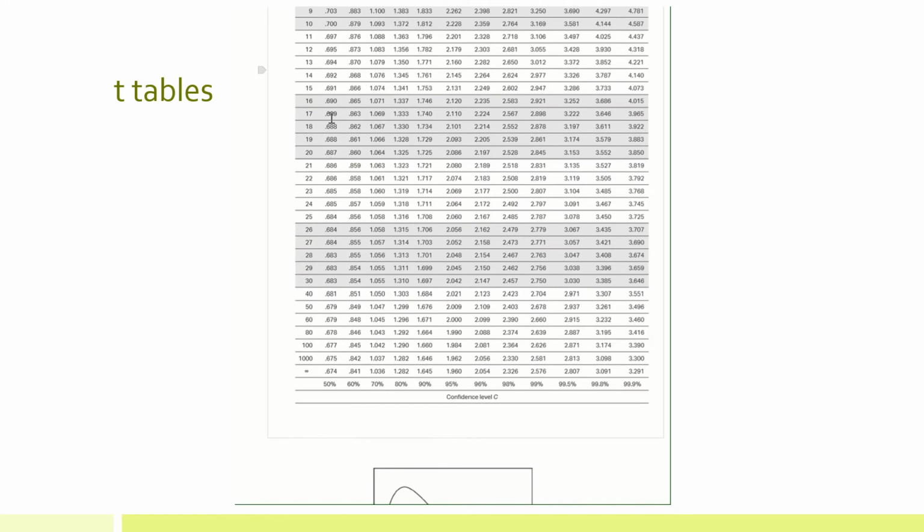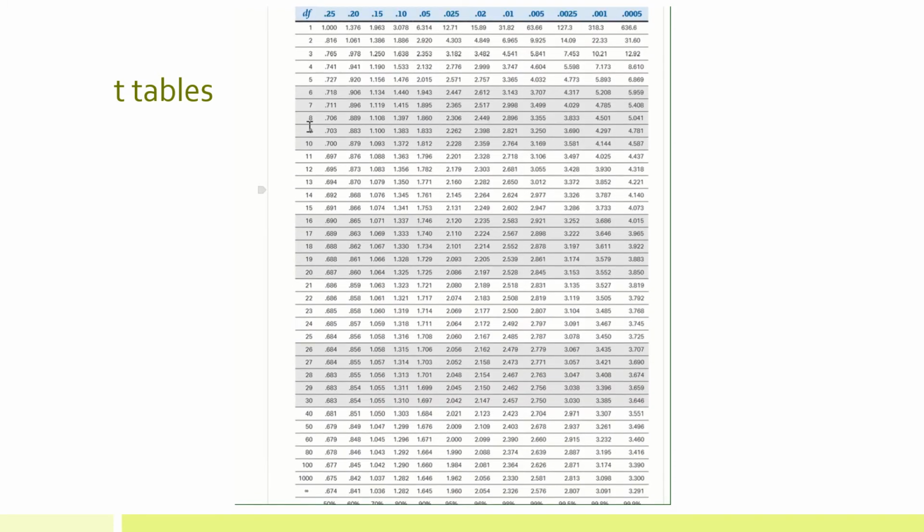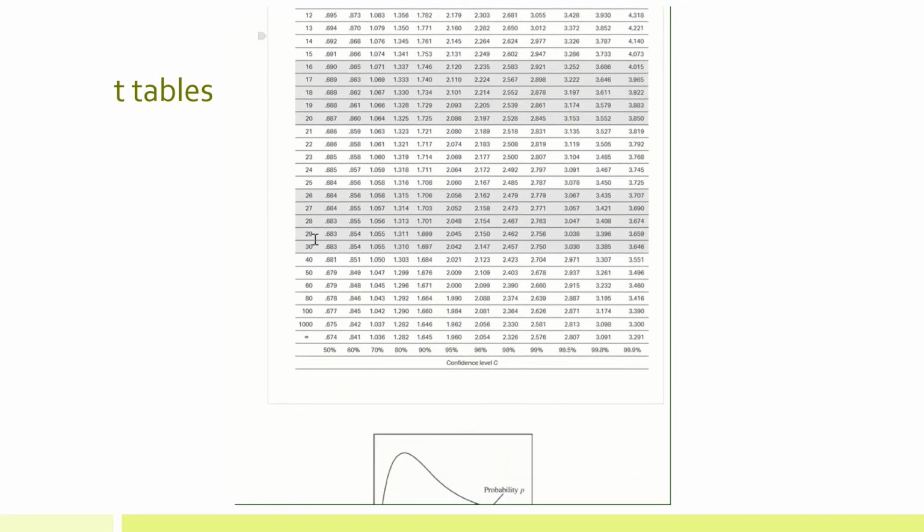Now I want you to notice this. We go from 1 degree of freedom all the way to 30, and then something happens. It skips to 40, then it skips to 50, then it skips to 60. So what in the world do you do if you have 65 degrees of freedom? If you're using a table, you use the smaller value. So you would round to 60. If it's between two values, you always use the lowest value.